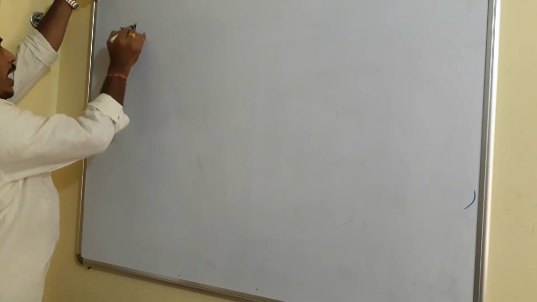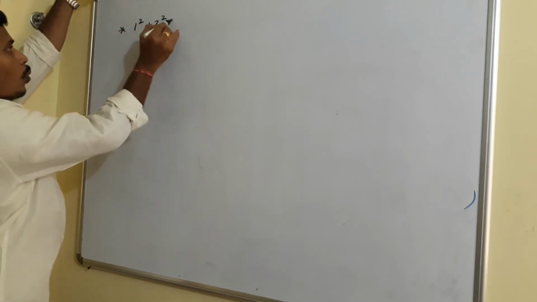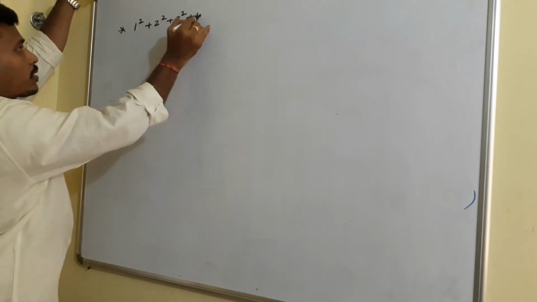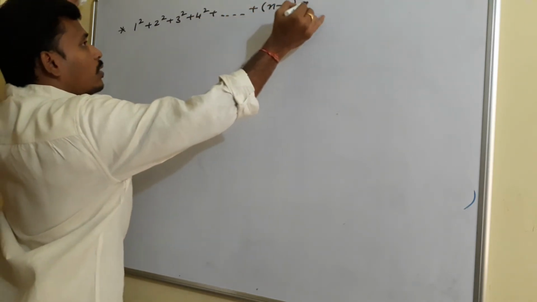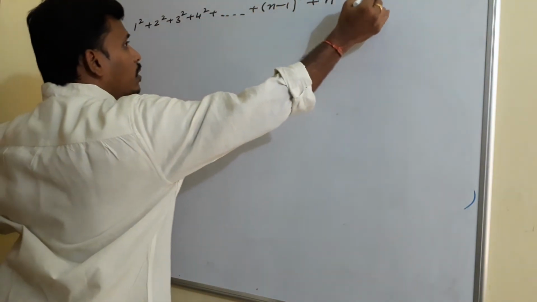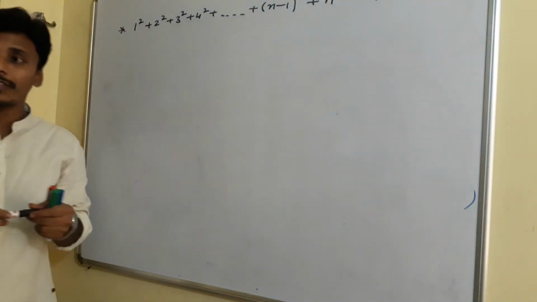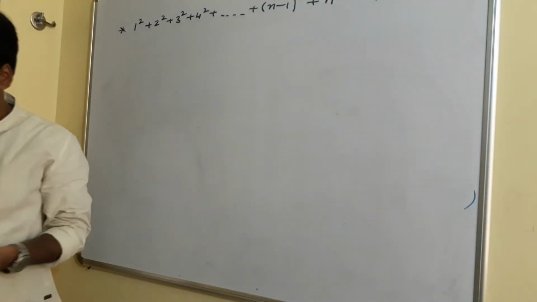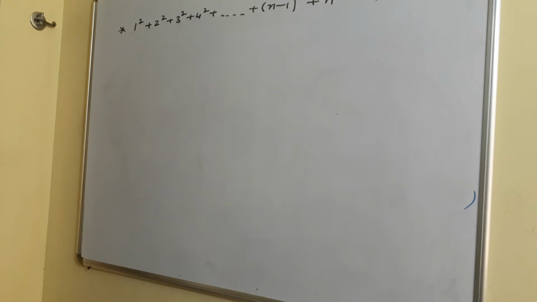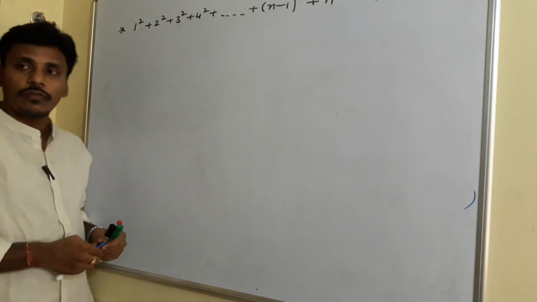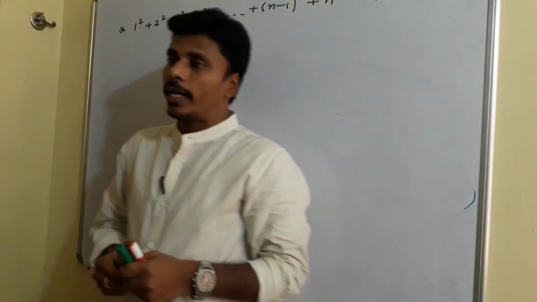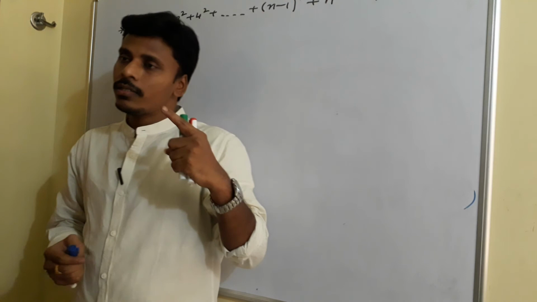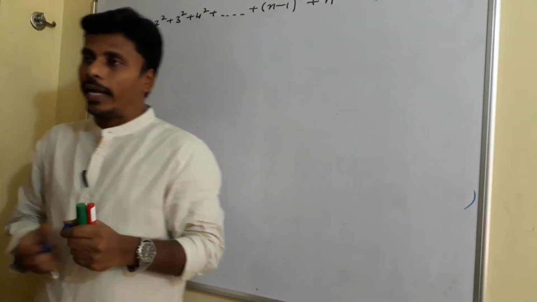So you need to find 1 square plus 2 square plus 3 square plus 4 square plus and so on plus n minus 1 square plus n square. See, the sum of these squares of the first n naturals. Clearly it is not an arithmetic sequence. 1 square, 2 square, 3 square are not the terms of an arithmetic sequence. But using different concepts of arithmetic sequence along with our logic, we are able to find the sum.